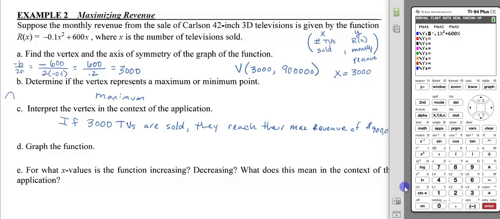There we go. And we know the vertex has an x of 3,000. So on the window, let's go from -2 so that we can see our y-axis, and go to maybe 6,500. -2 and maybe 6,500 on the y, and do a zoom fit. And there we go. It's a nice graph of the function.